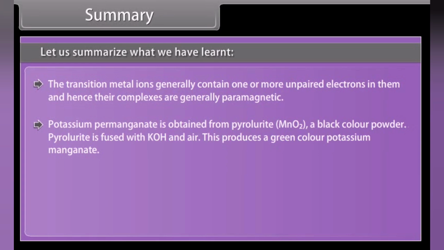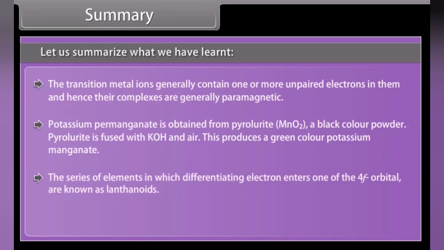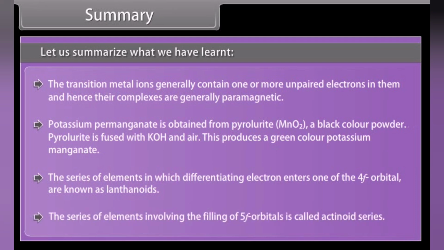Pyrolusite is fused with KOH and air. This produces green color potassium manganate. The series of elements in which the differentiating electron enters one of the 4f orbitals are known as lanthanoids. The series of elements involving the filling of 5f orbitals is called the actinoid series.